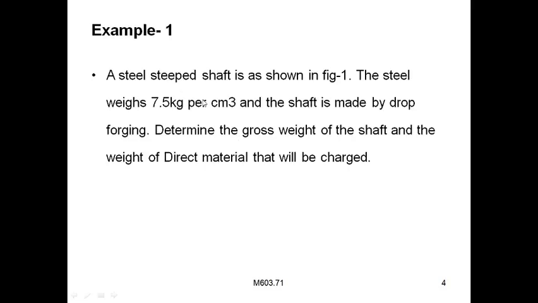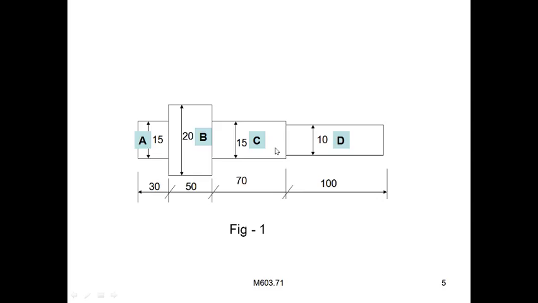So with these inputs, here is the density. If it is not given directly, you can consider it as 7.5 grams per cc. In this case, determine the gross weight of the shaft and the weight of the direct material that will be charged. So we will see the figure first.